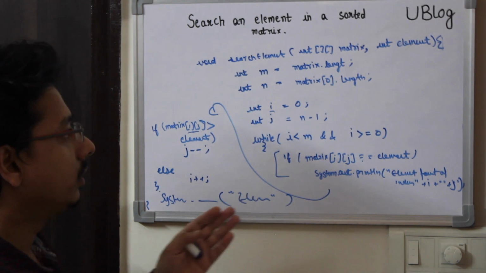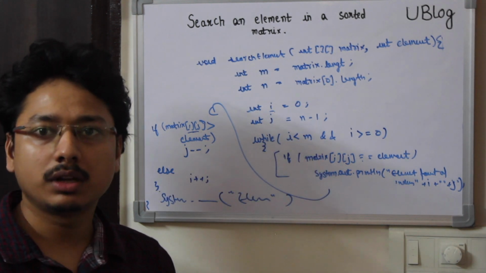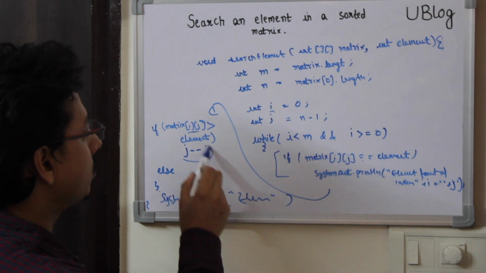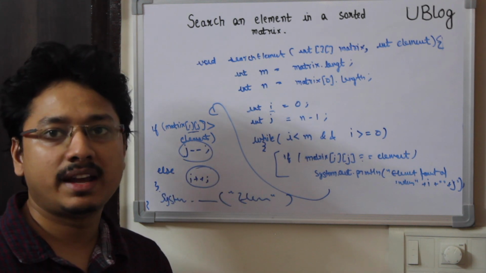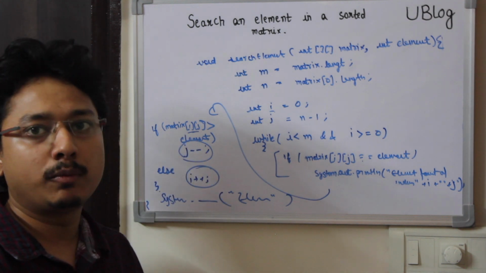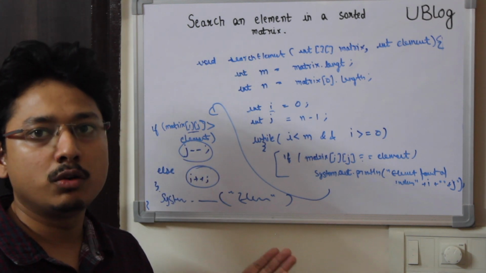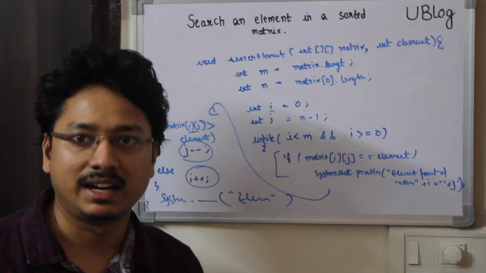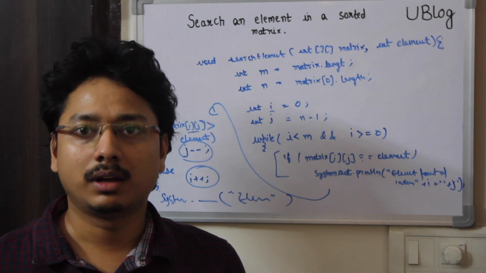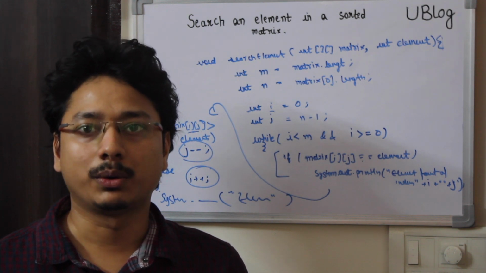So this code is very simple, but it looked very tricky in the beginning. This moving of row index and column index is what you need to take care of, and then you will automatically land up at your required element. This is how you can solve the problem in O of m plus n time. I hope this is clear to you, and we'll discuss further questions in the subsequent tutorials. Thank you.